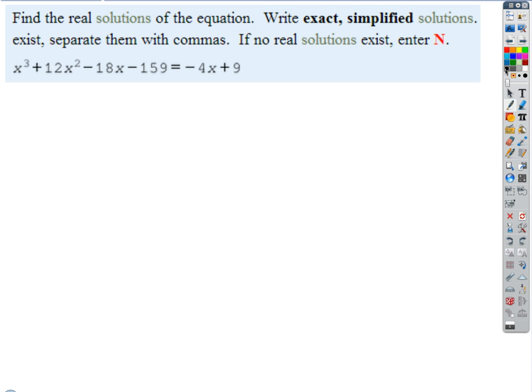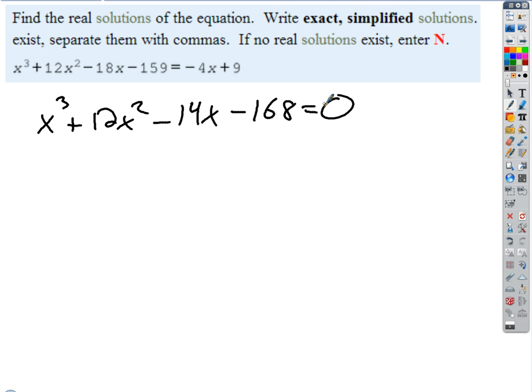Okay, so what's first step while you're working here? What's the first step? Good, bring everything to one side, set it equal to 0, good. Okay, so we got everything on one side, right? So did everybody get this? X cubed plus 12x squared, what do we get? Minus 14x minus 168.